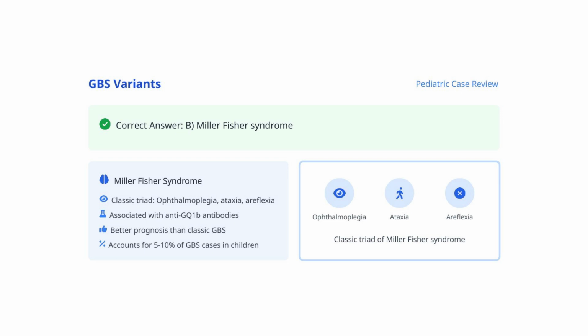Other variants include acute motor axonal neuropathy, which affects only motor nerves, acute motor and sensory axonal neuropathy, which affects both, and acute inflammatory demyelinating polyneuropathy, which is the most common form.